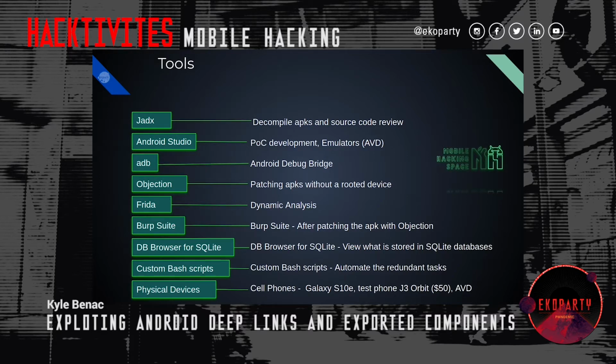DB Browser for SQLite is great for reading databases that you find in public storage, which we will cover more later. Custom bash scripts are essential for automating all the redundant tasks. And this includes pulling APKs off of a device, renaming it from base.apk to the actual name, and even reinstalling it. Physical devices I use are a Galaxy S10e, a J3 Orbit test phone, which at the time was $50 on Amazon, and AVD emulators.